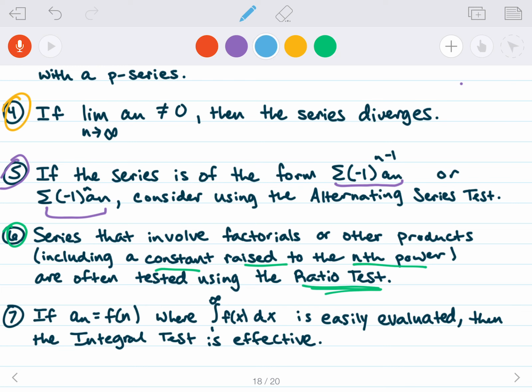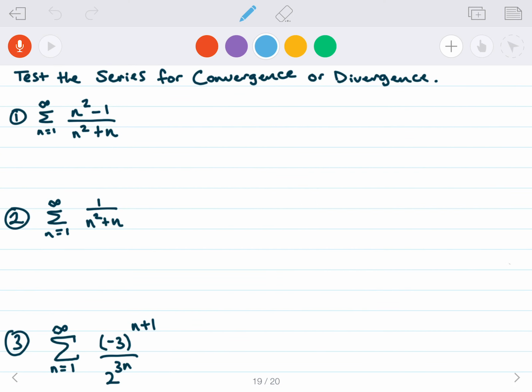We also talked last week about the integral test. So if your sequence can be represented by a function that's easily integrated from 1 to infinity, then the integral test is usually a good test to go to. Now, for the problems that you're going to encounter, there can be multiple tests that are valid. This isn't a cut and dry rule. It's just helpful hints that could get you to the right solution. So let's do some practice on identifying what test to use.